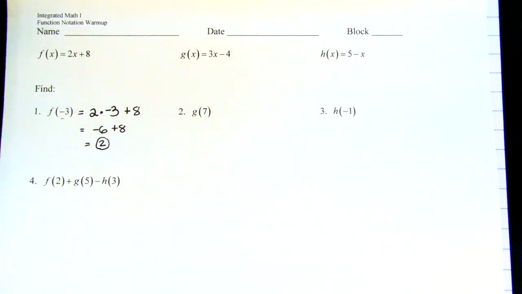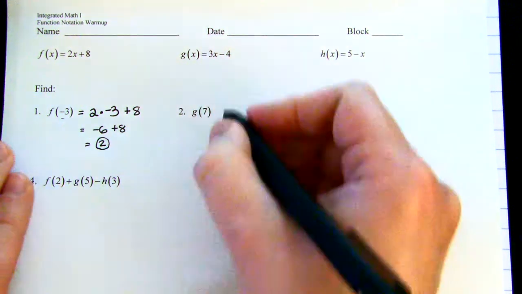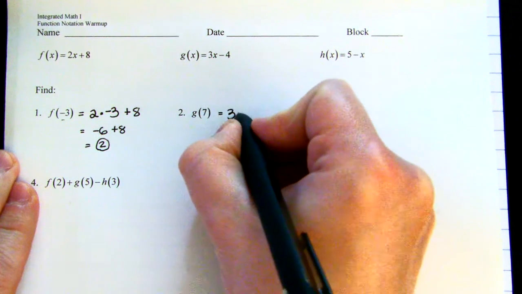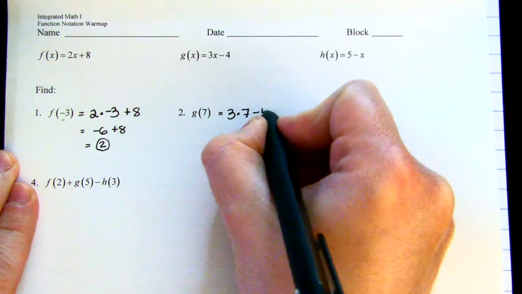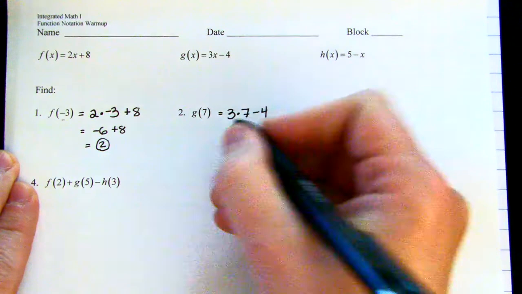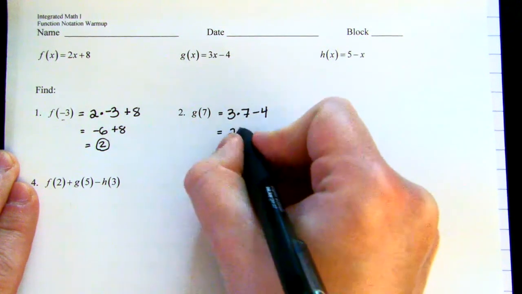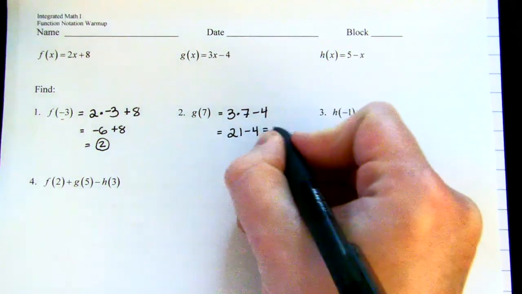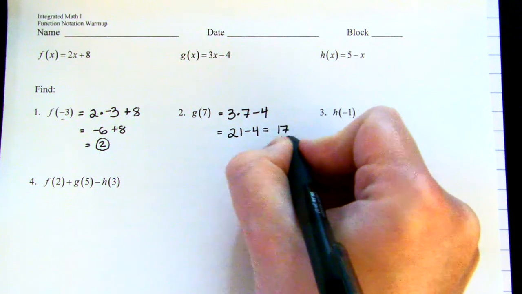Tell me what f of 7 is. Sorry, I didn't mean to say that. I meant to say g of 7. G of 7 is 3 times 7 minus 4. 3 times 7 is 21, so 21 minus 4, I think, should give you 17.